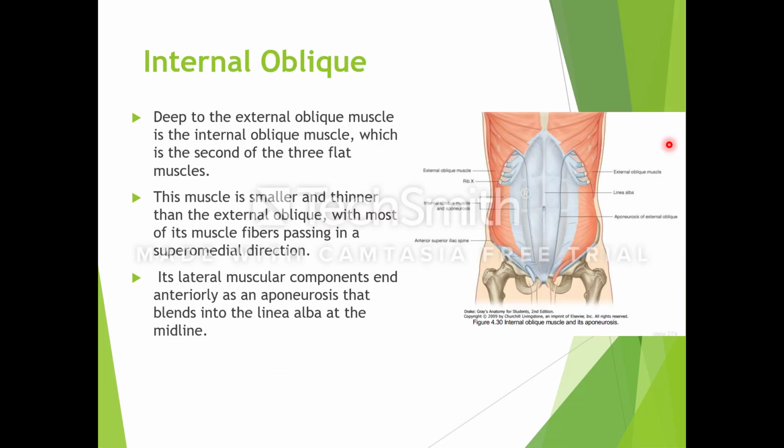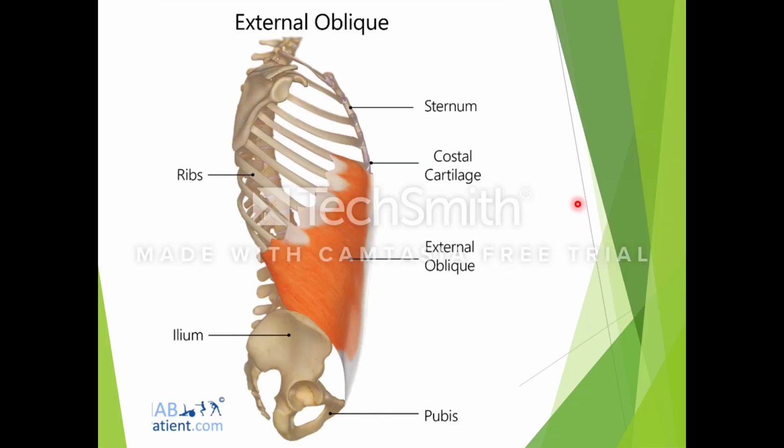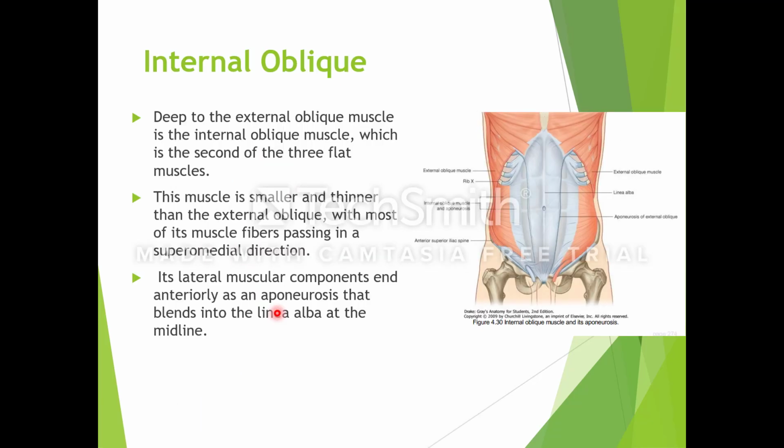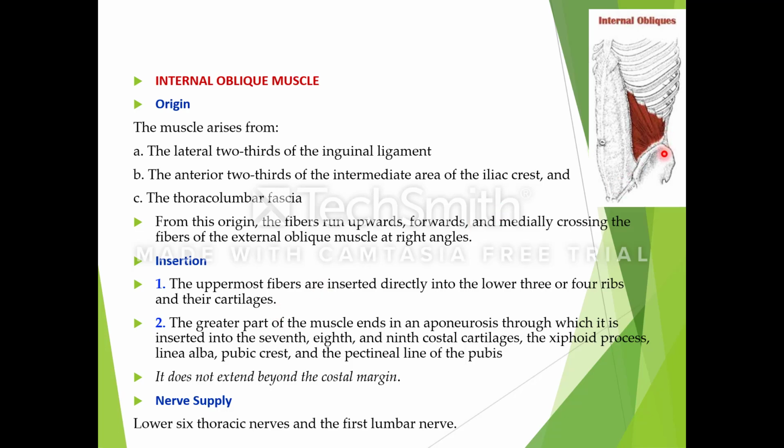The external oblique muscle was free posteriorly. It was not attached to the thoracolumbar fascia. See here, the external oblique will be free here, but the internal oblique muscle is attached to the thoracolumbar fascia posteriorly. From this origin, the fibers run upwards and forwards and in a medial direction, crossing the fibers of the external oblique muscle at right angles. Because the external oblique fibers were coming downwards and forwards, the internal oblique fibers are going upwards and forwards and medially, so they are at right angles to one another.